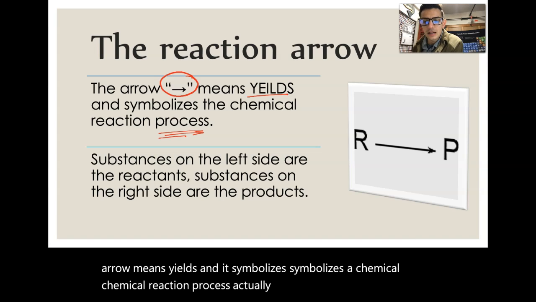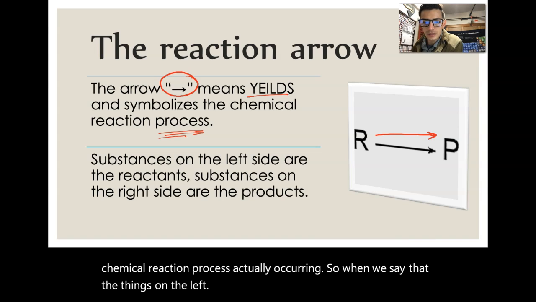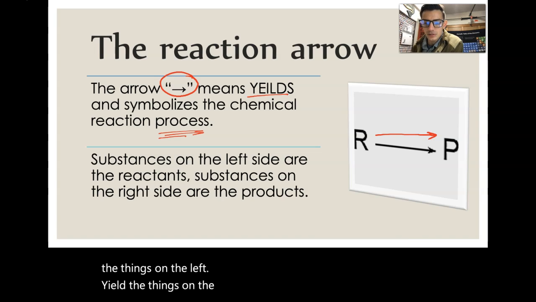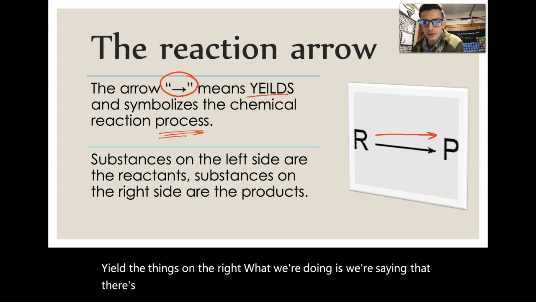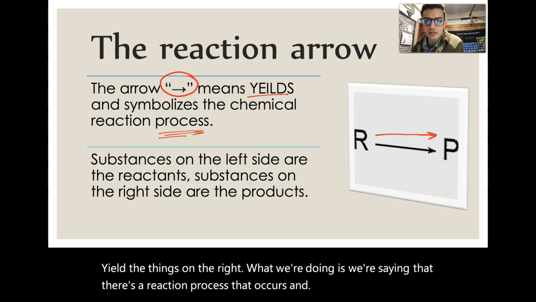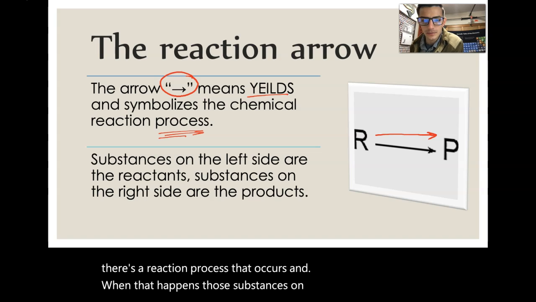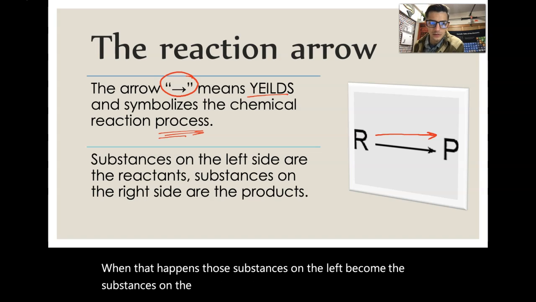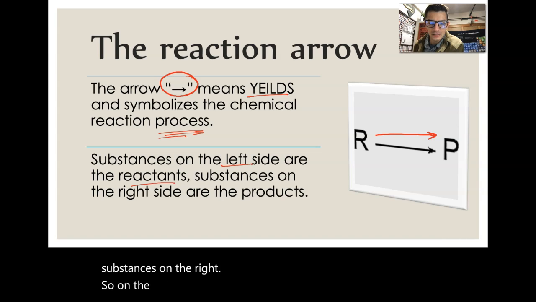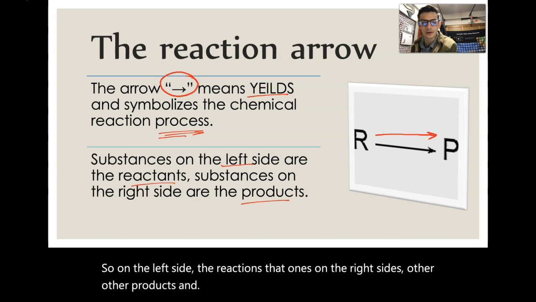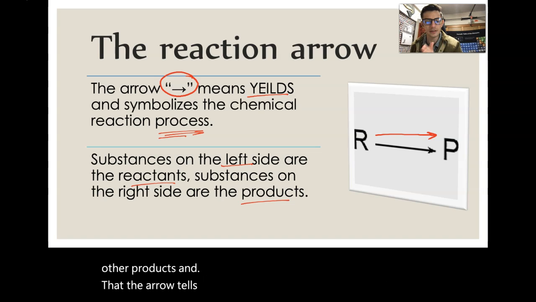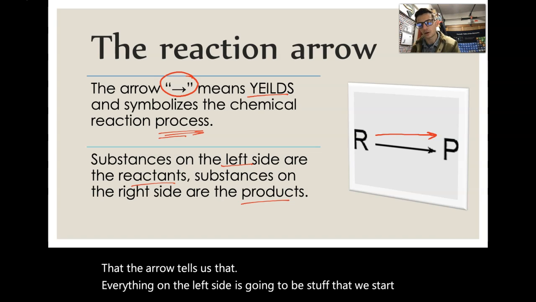Now, it's really important that you see that arrow here, and we use an arrow, we don't use an equal sign in chemistry. The arrow means yields, and it symbolizes the chemical reaction process actually occurring. So when we say the things on the left yield the things on the right, we're saying that there's a reaction process that occurs, and when that happens, those substances on the left become the substances on the right.